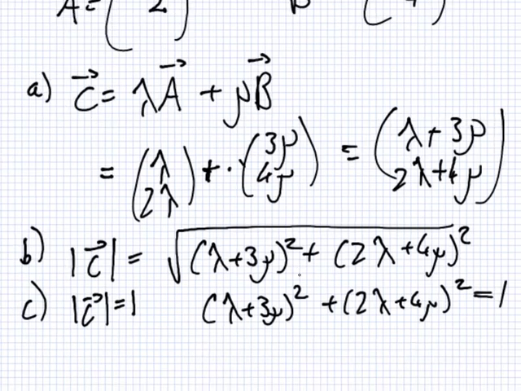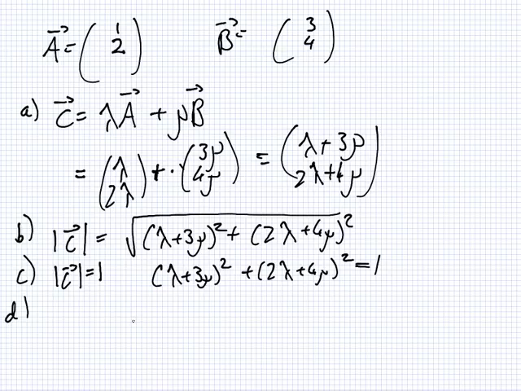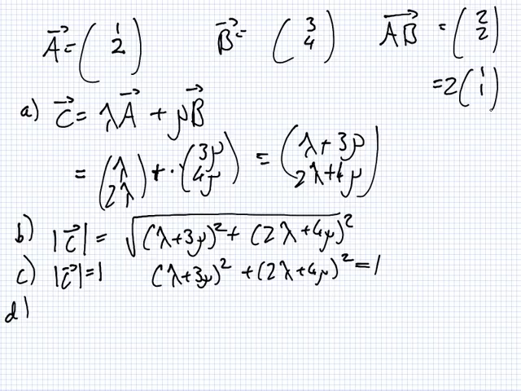Okay, next. The relationship between lambda and mu is c parallel to AB. So we need to get AB now. That's B minus A. So what is the relationship exactly if it's parallel to AB? It's a multiple of AB. And AB is just a multiple of 1, 1. So it's a multiple of 1, 1. In other words, the i's and the j's must be the same. So we have lambda plus 3 mu must equal 2 lambda plus 4 mu.